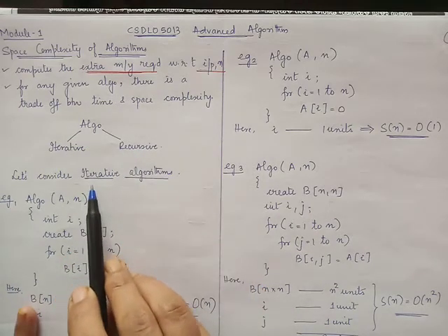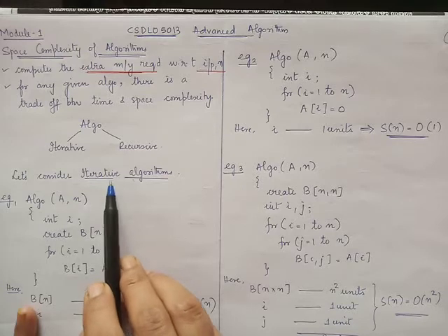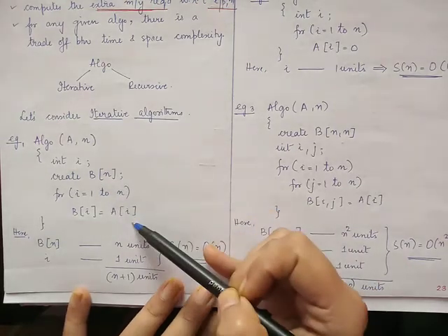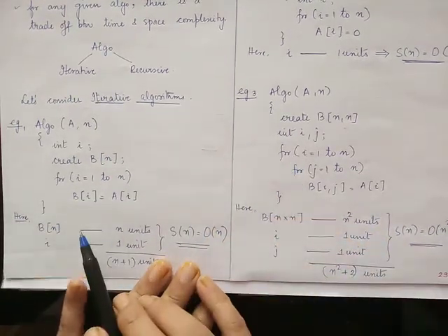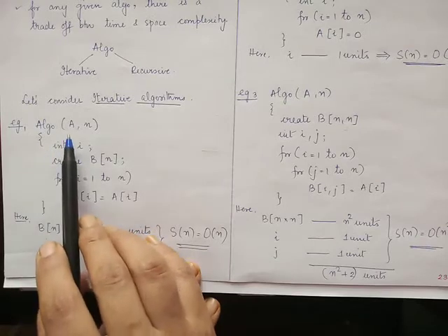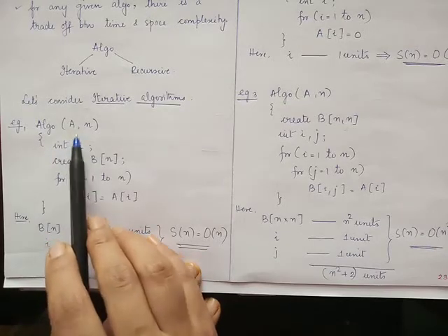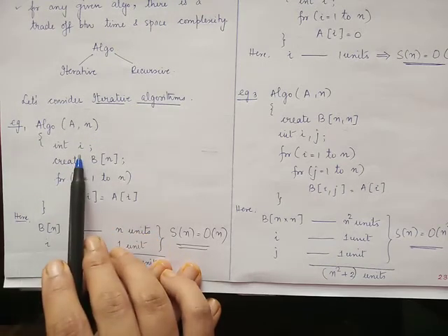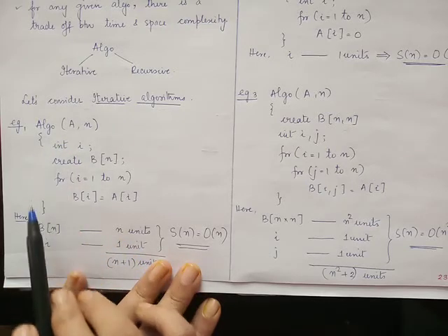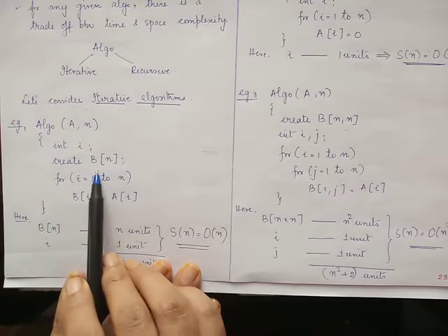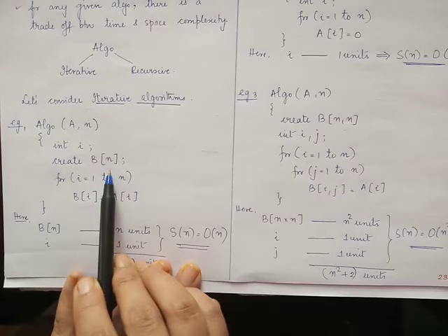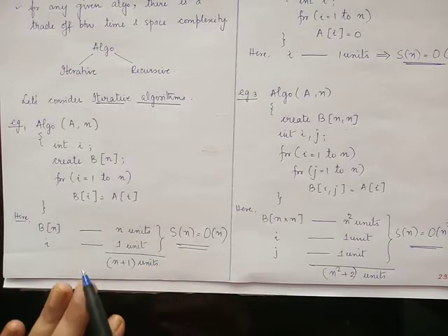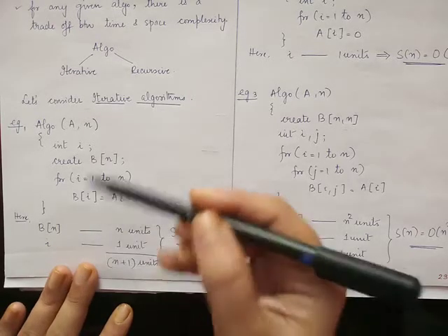Let's consider the space complexity of iterative algorithms. So given a code snippet, here there is an algorithm, right? Here we can see that in this algorithm, array A is the input of size n. Now there are some temporary variables, variable I, and this code snippet creates a temporary array B of n, that is, a second array of size n units. Now what is the space complexity of this code snippet?